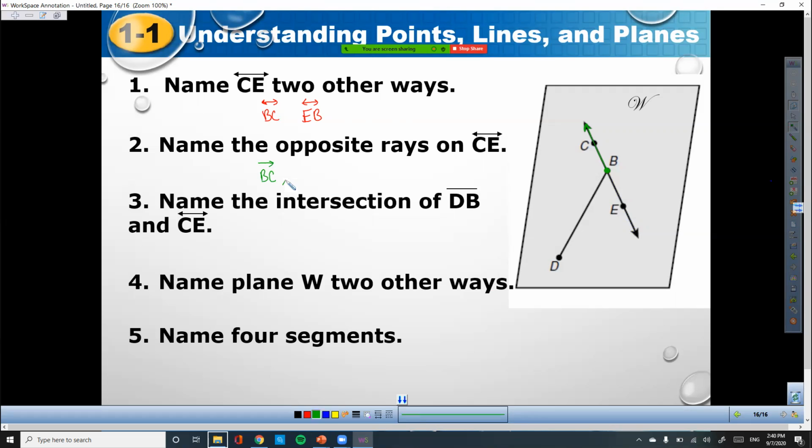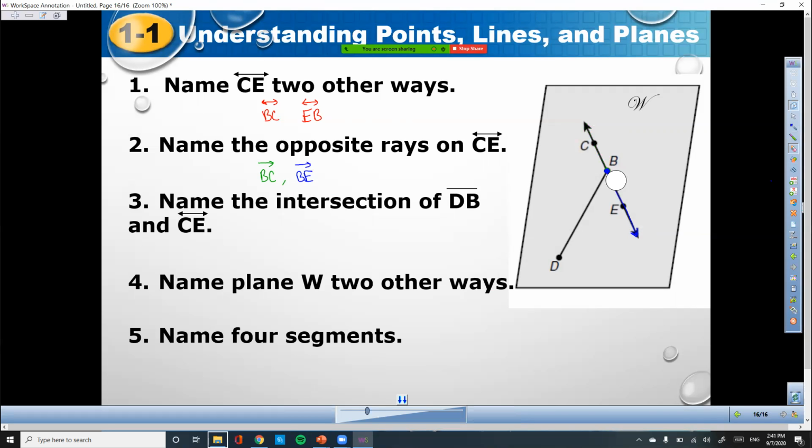And the opposite ray starts at B as well, and it goes in the direction of E. So right here we have our two opposite rays, where the second ray starts at B, and it goes in the direction of E. So this right here, we have our two opposite rays on our line CE. They start at B, and they go in opposite directions after that.